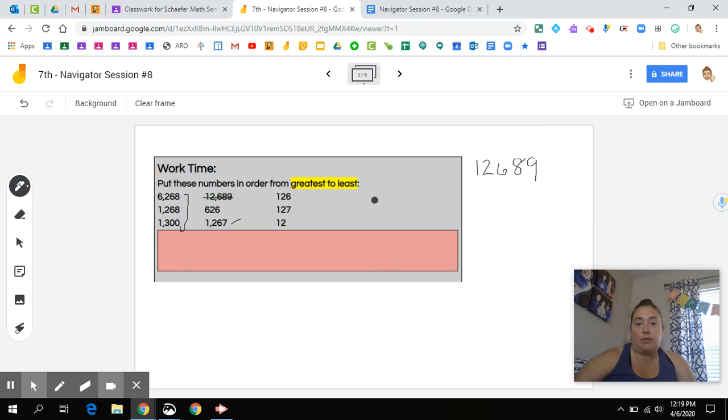So keep going and fill this in. After you've done your thousands, then you'll come to your hundreds and then your tens. So go ahead and do this problem, and then pause, and then come back to me when you're ready.